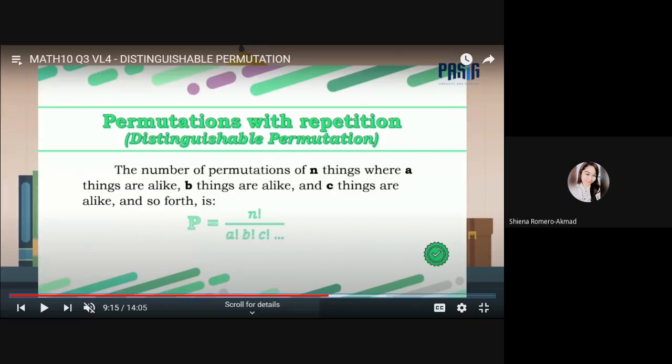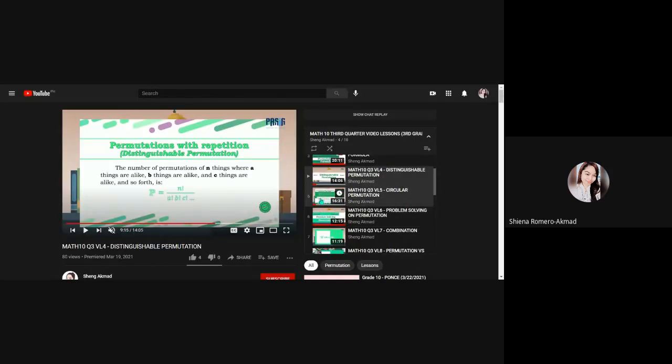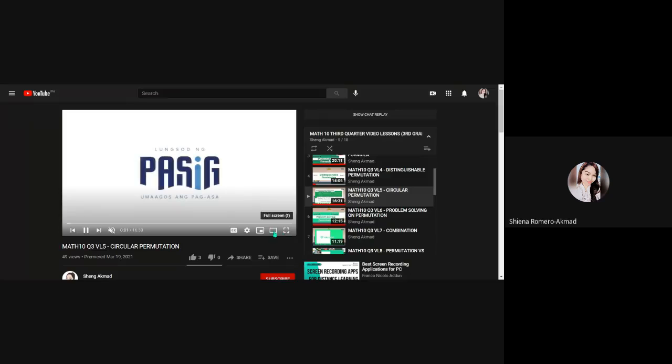To summarize all of what module number 4 have, we have permutation with repetition, and that is called distinguishable permutation. Yung formula natin for that is permutation is equal to n factorial divided by a factorial times b factorial times c factorial and so forth. Nakaintindihan? So later I'll give you the guide kung alin po yung sasagutan nyo for our module number 4. So let us now proceed to module number 5.